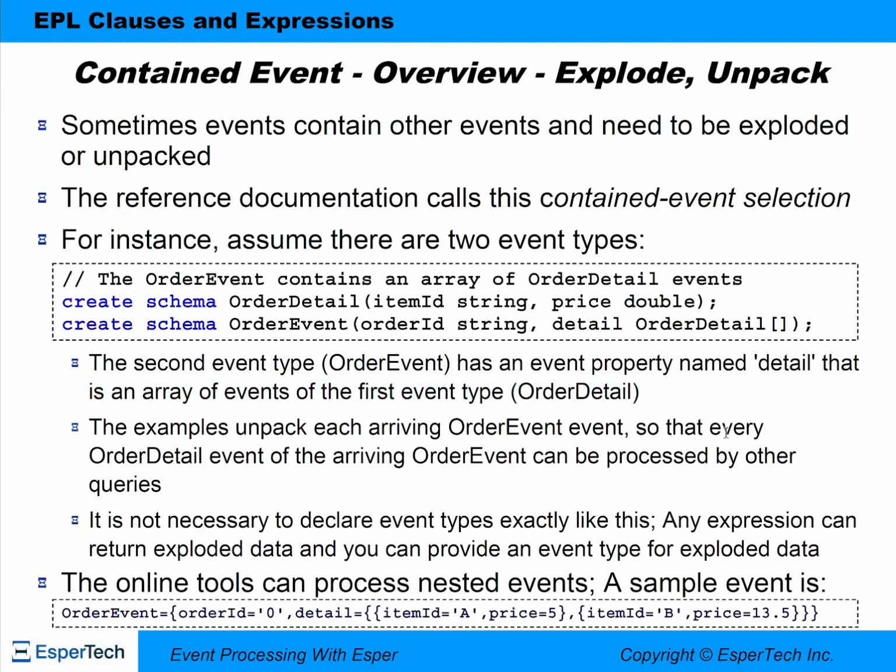The examples unpack each arriving order event, so that every order detail event of the arriving order event can be processed by other queries. It is not necessary to declare event types exactly like this. Any expression can return exploded data and you can provide an event type for exploded data. The online tools can process nested events. A sample event is shown here.